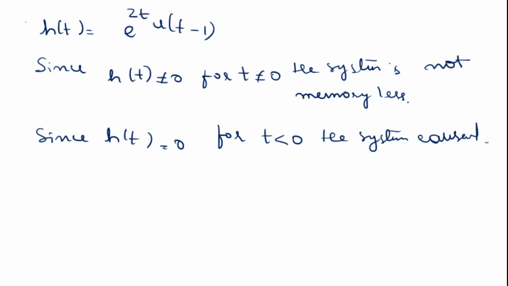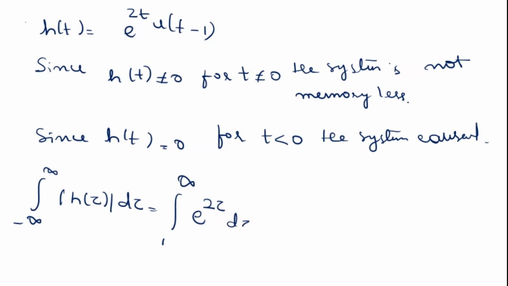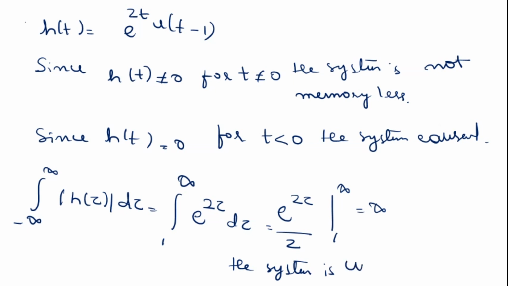And to check the stability, integration from minus infinity to infinity of mod of h of tau d tau is equal to integration from 1 to infinity of e power 2 tau d tau, which is e power 2 tau divided by 2 from 1 to infinity, which is equal to infinity itself. Hence the system is unstable.